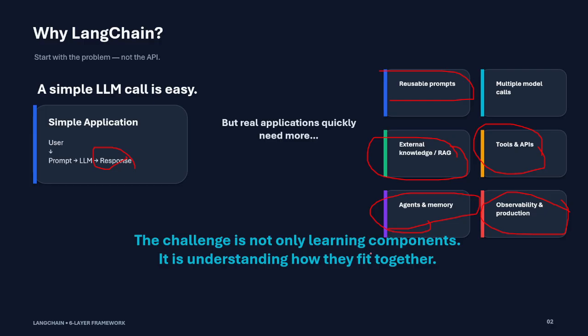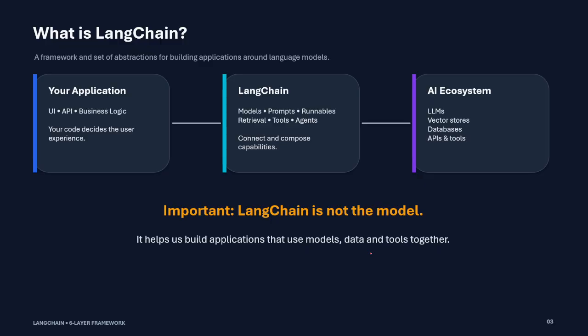These are the challenges, and to handle these things, we have discussed the whole layers, right? So we will go one by one. So now what is LangChain? LangChain is a framework or a set of abstractions for building applications around language models, right?